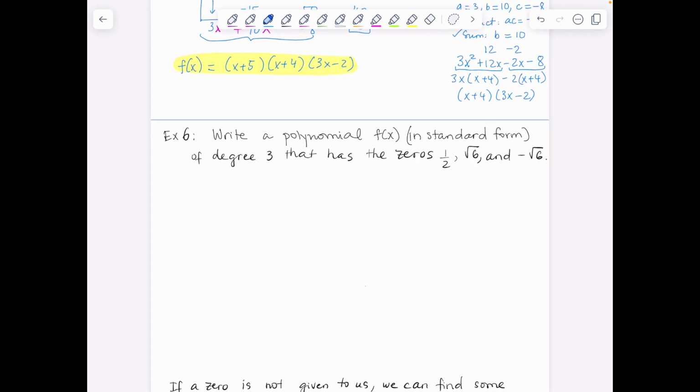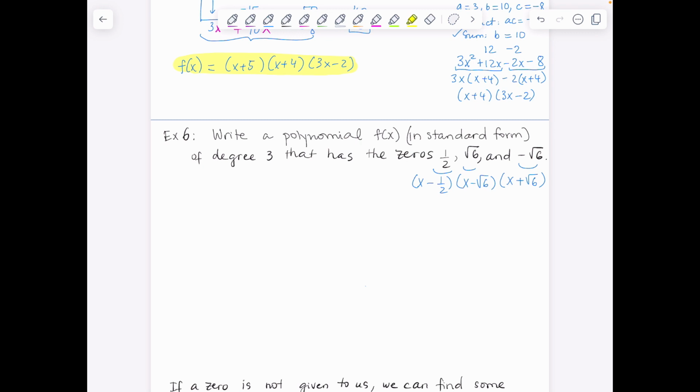In this next example, we're going to do the opposite. The zeros are given to us. We're going to try to write a polynomial given the information. So the zeros are 1/2, square root of 6, and negative square root of 6. With each zero, I can write a factor. With zero equals 1/2, x minus c will become x minus 1/2. And then square root of 6 will be x minus square root of 6. And then for negative square root of 6, the factor will be x plus square root of 6 because we're doing x minus c, which is x minus a negative square root of 6.